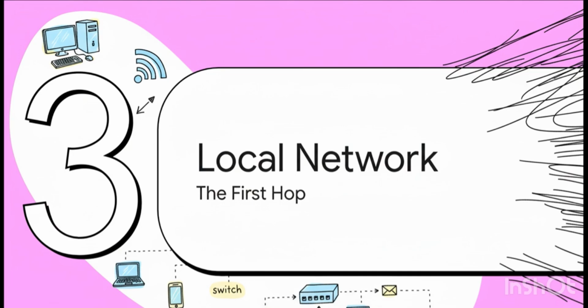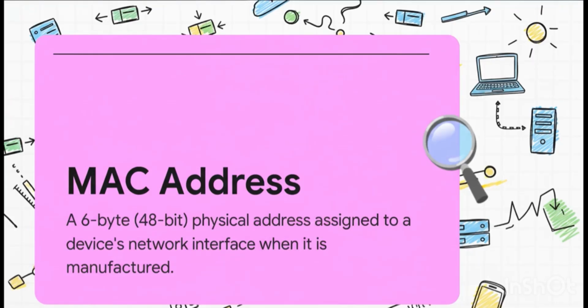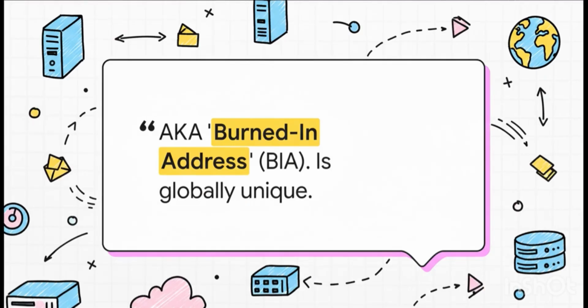Its first mission, should it choose to accept it, is a small one. Just get out of your house or your local network. This is like the last mile of a delivery, but in reverse. For this very first leg of the journey, the packet uses something called a MAC address. The easiest way to think of this is as a device's unique serial number or its fingerprint. It's not meant for long-distance travel. Its only job is to identify the very next device the packet needs to talk to right there on your local network.